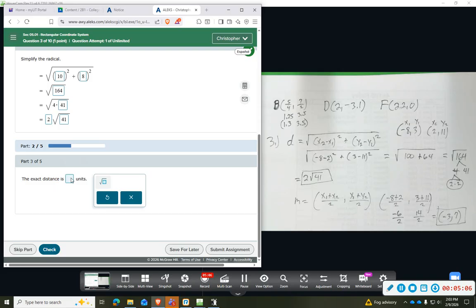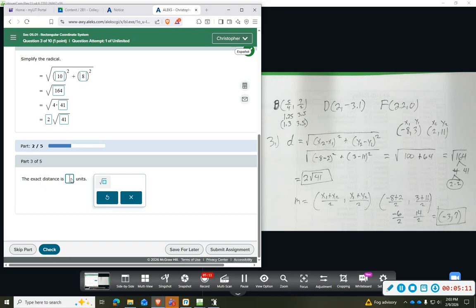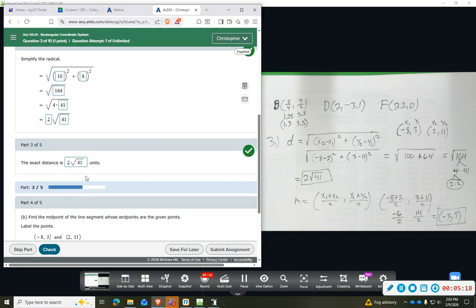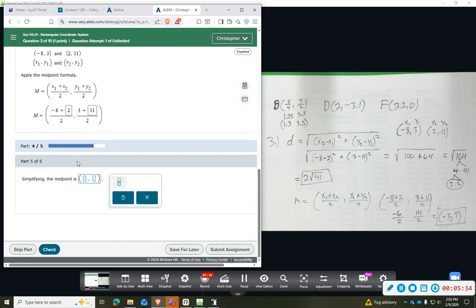All right, so the exact distance is blank unit. 2 square root of 41 units. Finding the midpoint, so again we're going to plug in these pieces to the formula. So negative 8 plus 2 and 3 plus 11. And then simplifying, we got negative 3 and 7.